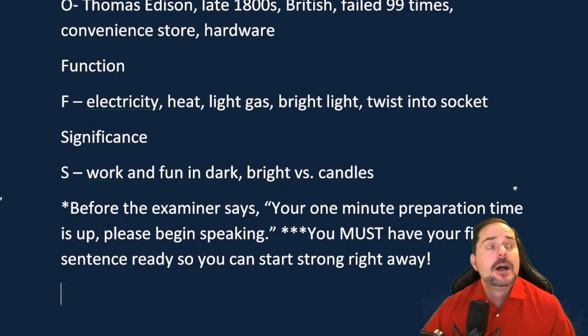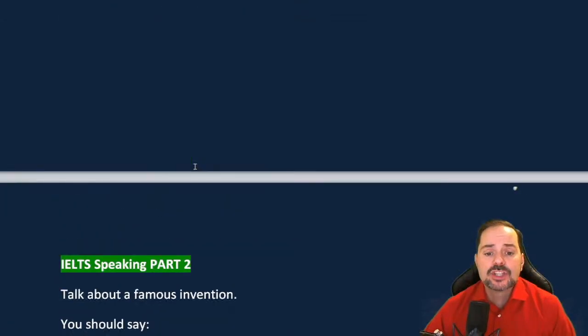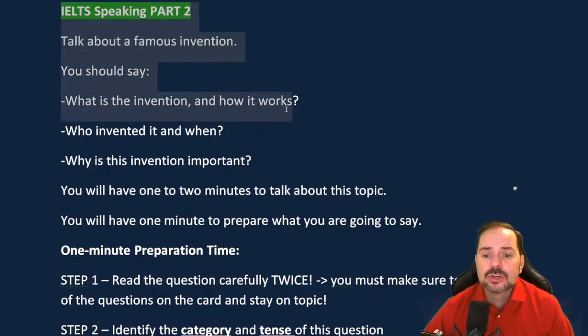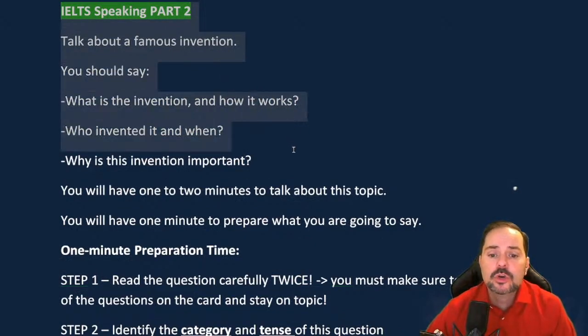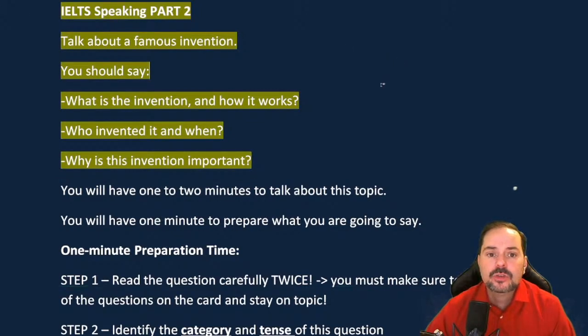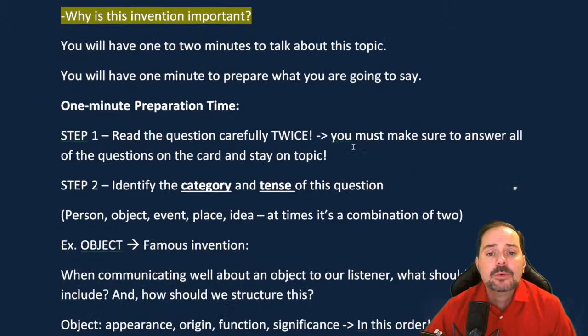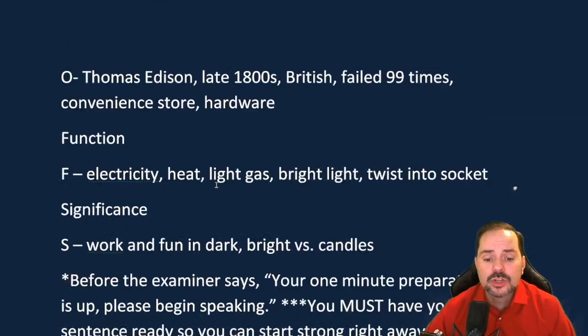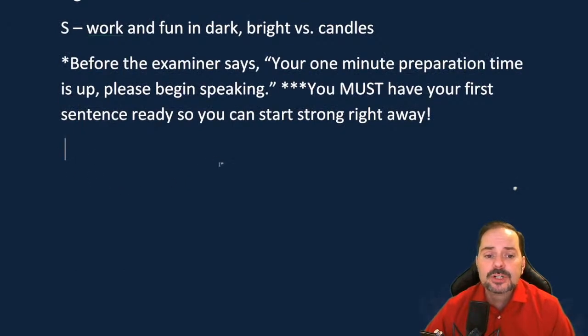So again, here we go, students. The question, okay, it's talk about a famous invention. What is the invention? How does it work? Who invented it when? Why is this invention important? So this is our cue card, okay? There we go. That's our cue card right there. Now we need to have the first sentence ready for this one here. So give me the first sentence, okay?